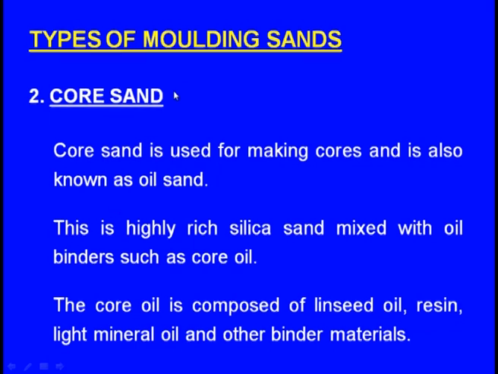Next, we will see the core sand. In the previous class, we have seen that a core is an object which is kept inside the mould cavity. If we want a casting with a hollow space inside, we place a core inside the mould cavity so that the molten metal does not occupy that particular space. This core is made up of core sand.